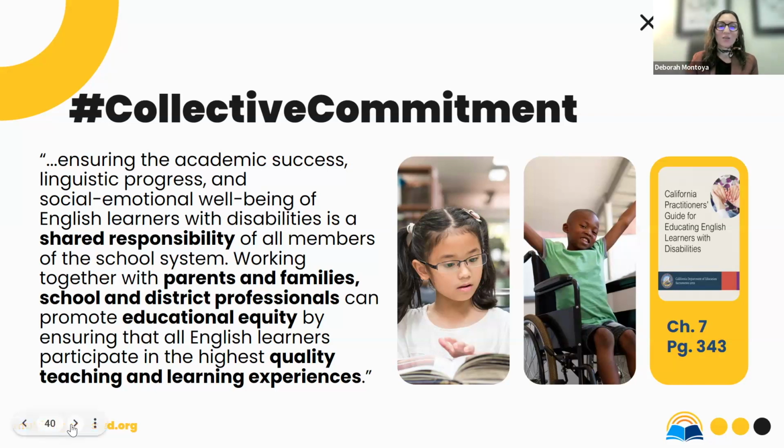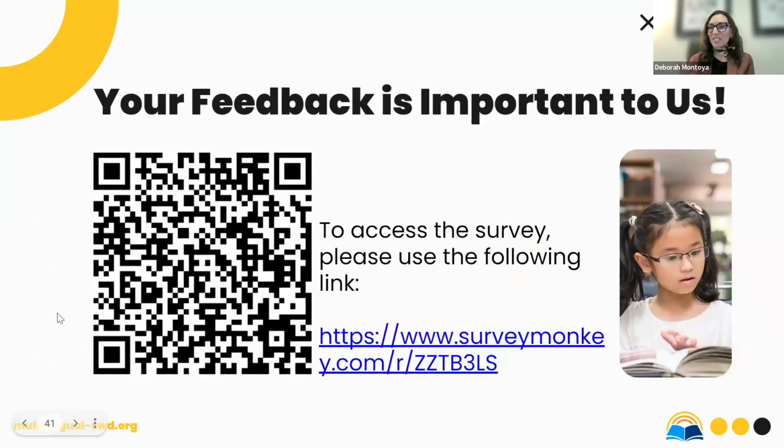As we work together, we hope that if you're here in isolation, that you reach out to that expert, whether you're an EL expert reaching out to a special educator, or a special educator reaching out to an EL expert. Building those collaborative relationships is so important. And we're here to assist you with doing that as well.